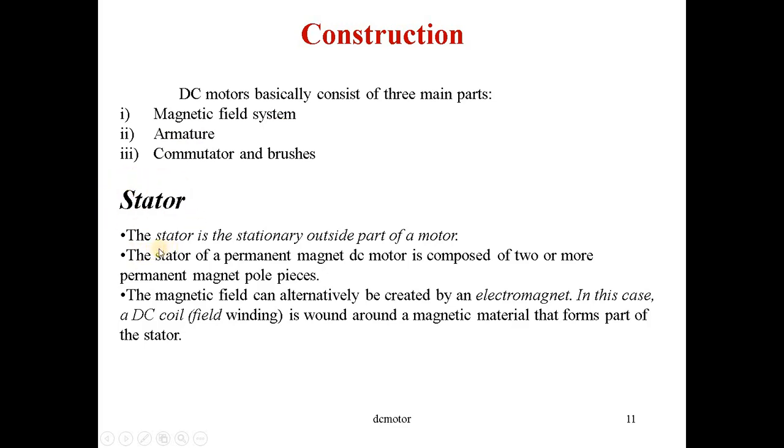As far as the stator is concerned, the stator is the stationary part which is outside of the motor. The stator of a permanent magnet DC motor is composed of two or more permanent magnets. The magnetic field can alternatively be created by an electromagnet. It is possible we can use a permanent magnet or we can use an electromagnet.